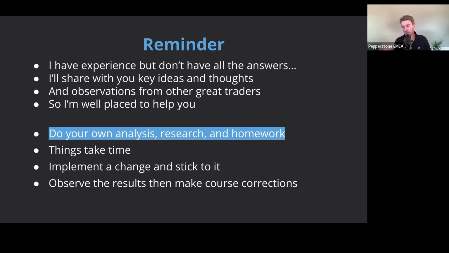And I say this every week: just take away what you think is valuable from this and go and do your own analysis and research. I feel like I have got some good things to share and I'm well placed to present those to you. However, it's up to you to go away and dig around and say, hey, is this any good? Is it going to work for me? Does it suit my personality style, et cetera? So that's that. Okay, let's go.